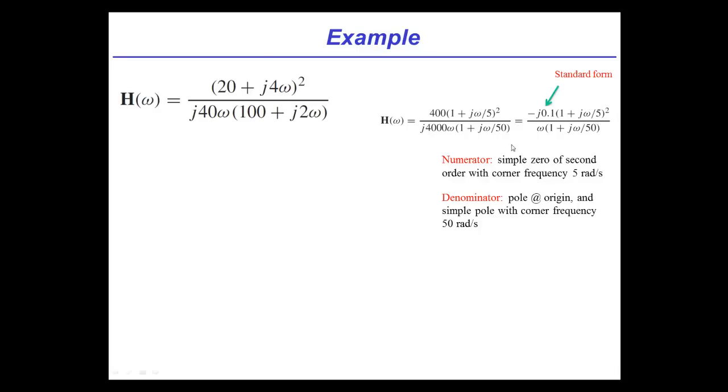Exactly. Okay. And similarly, if we look in the denominator, now you'll see that there are actually 2 poles that exist here. One pole is associated with the simple pole, so 1 plus j omega over 50. So now this is not a second order term because it's not raised to any power. But it's going to have a corner frequency sitting at 50. And then there is another pole at the origin associated with this term right over here. The 1 over j omega. Right, exactly. Okay, so we've identified all the terms.